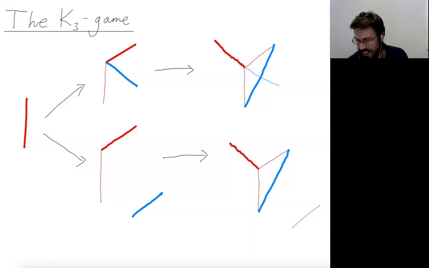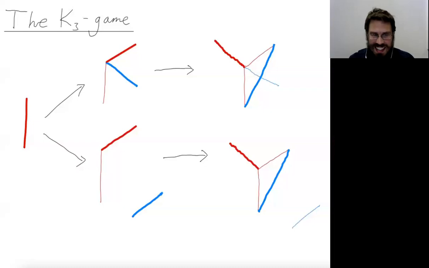And yeah, so such sequences of threats with a forced win will play a role later on when we think about some more complicated games. Okay, so let's finally turn our attention to the next case, the K4 game.